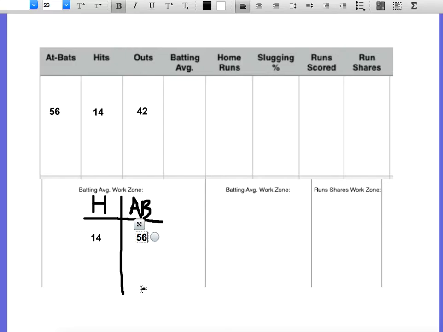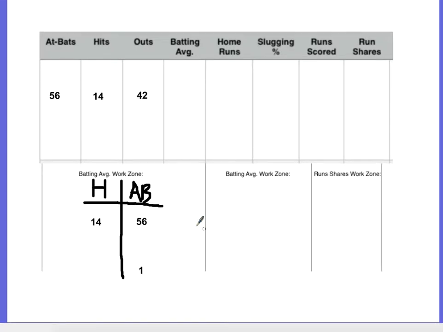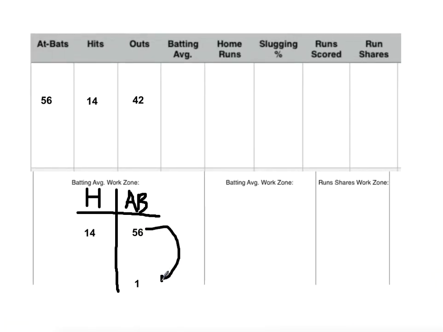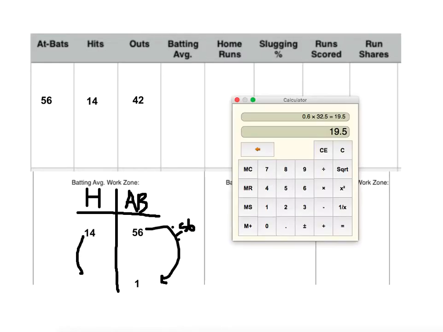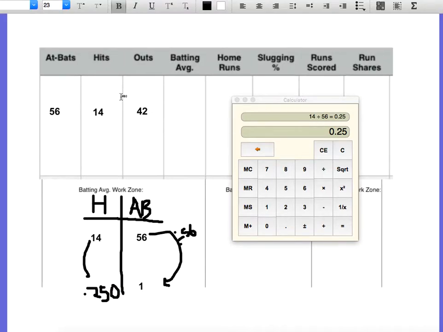For your individual statistics, you can use a calculator. But you should still show your pathway, because that's the work I'm going to be looking at. In this case, you're going to divide by 56 to get to one at-bat, and whatever you do to one side, you must do to the other. So you're going to do 14 divided by 56, and remember you can use a calculator for this. I'm going to type in 14 divided by 56, and it's 0.25, and we typically go to 3 decimal places for average, so your batting average is 0.250.